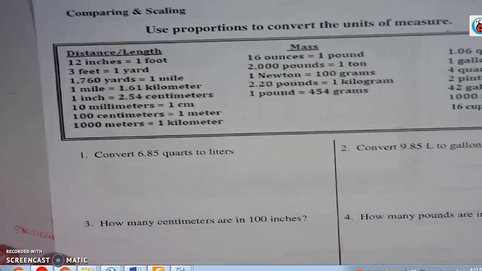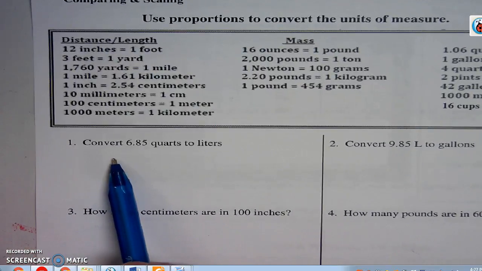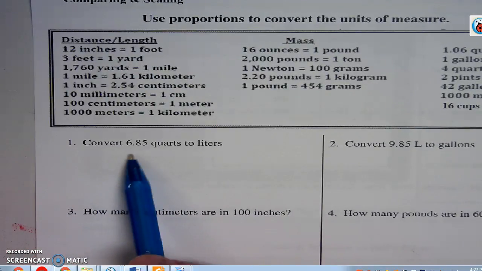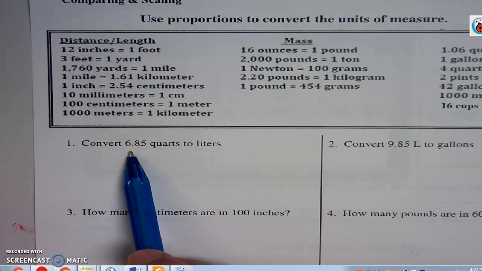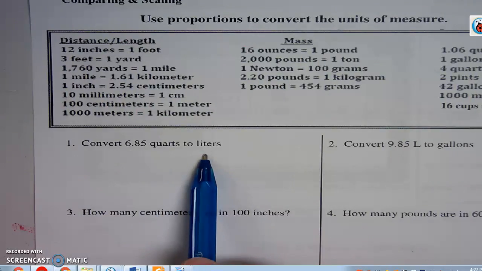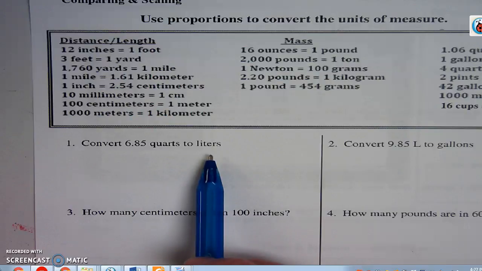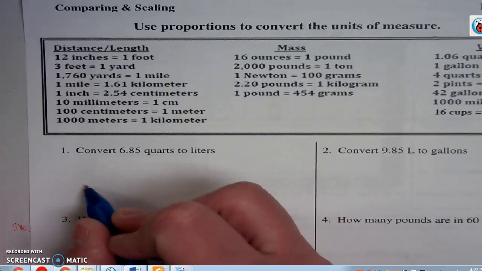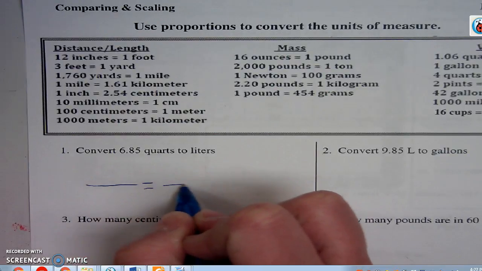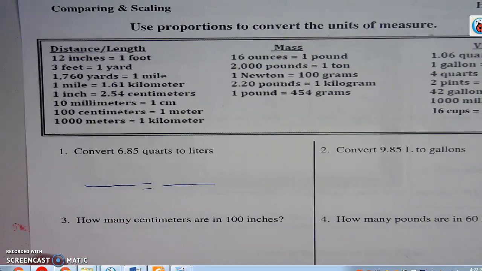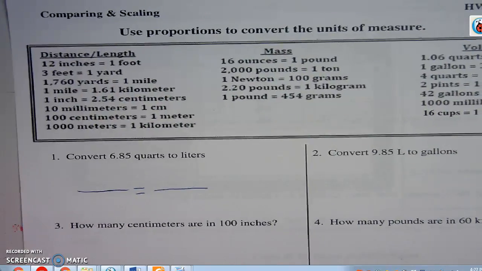So what it's asking you to do here in number 1 is convert 6.85 quarts to liters. The volume is 6.85 quarts. It's one way to measure it, but what would that be if we were measuring in liters? In order to do that, I'm going to set up a proportion. There's more than one way to set this up, so I'm just going to do the way that makes sense to me, and hopefully that makes sense to you.